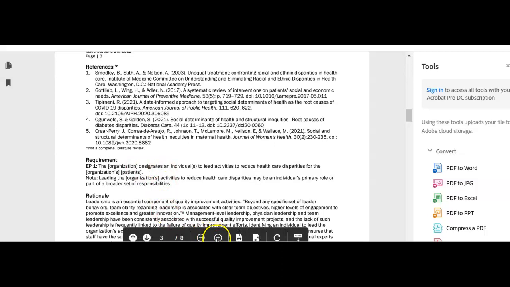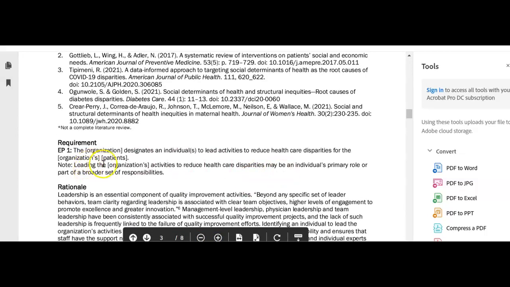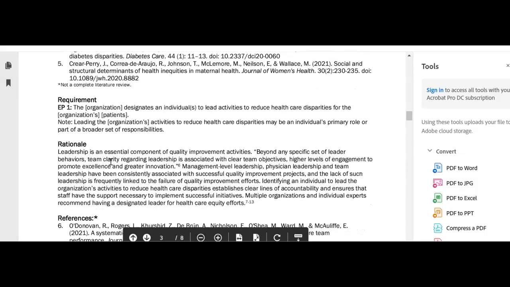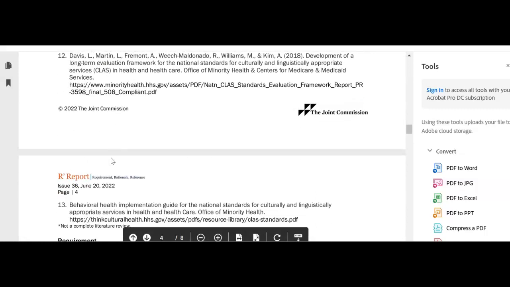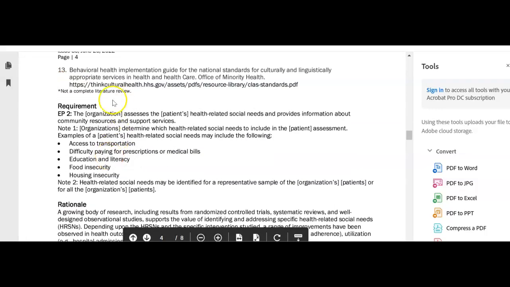See if we can get it any bigger. Healthcare disparities for the organization's patients. So sounds like a pretty cool role, does it not? As a nurse leader, might be one that you end up taking on. So, and then there's 6 of them. But what I wanted to get to was EP number 2.